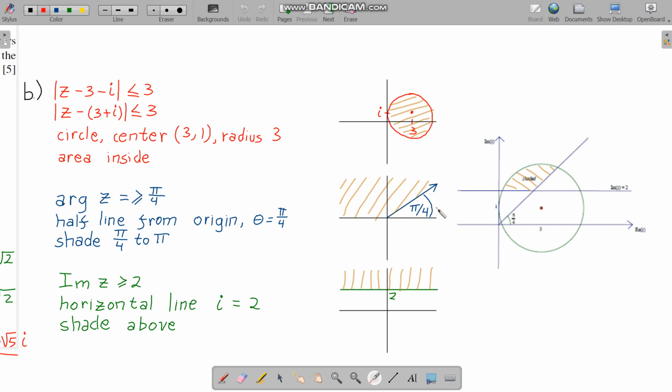From origin, angle bigger than pi over 4, so pi over 4 to the maximum pi here, so we don't go across the x-axis, of course, because it will be the negative angle in the principal argument. And imaginary part bigger than 2 means we shade the one above, and this is the final answer. So it's inside the circle, above to the left of this half line and above the horizontal line, so this is the shaded part.